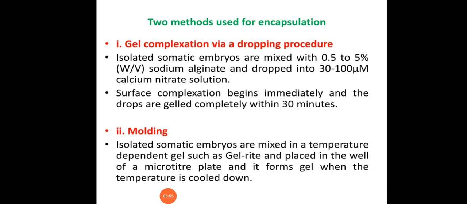The first one is complexation via a dropping procedure. Isolated somatic embryos are mixed with 0.5 to 5% weight by volume sodium alginate and dropped into 30 to 100 millimolar calcium nitrate solution. Surface complexation begins immediately and the drops are gelled completely within 30 minutes. So here, the first gel complexation via dropping procedure is sodium alginate mixed with calcium nitrate.